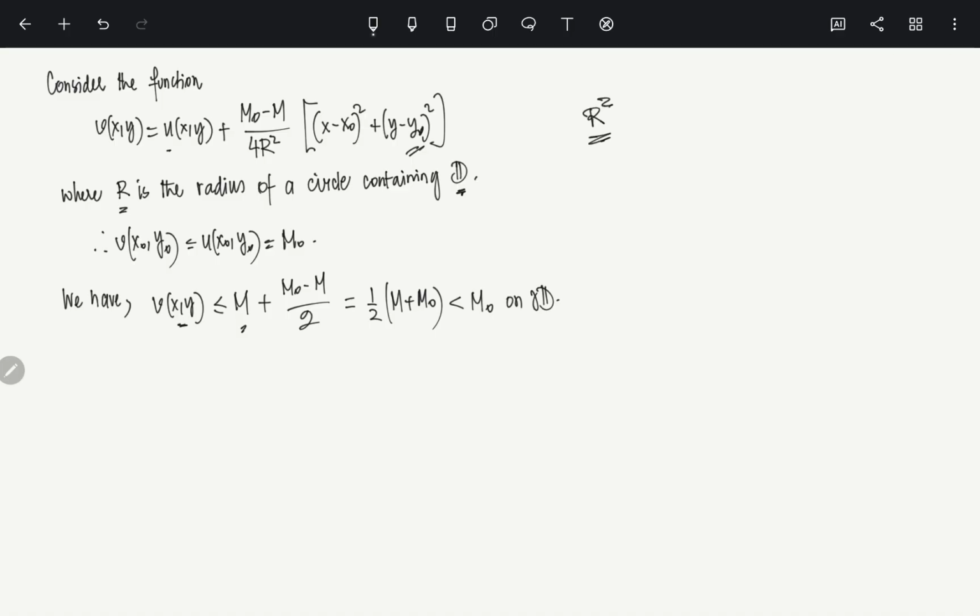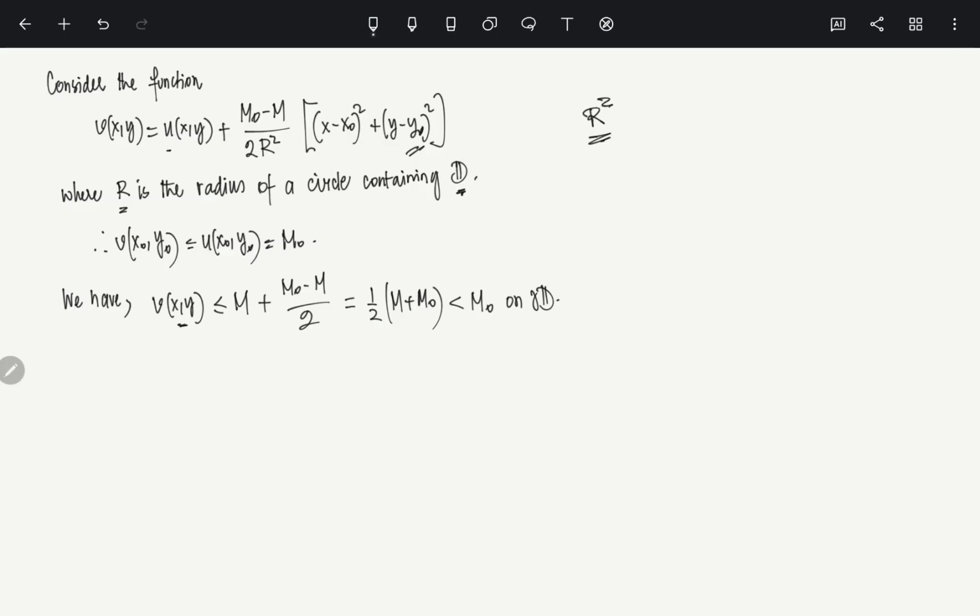So if you calculate that, this is r squared. If you cancel it, it becomes (m naught minus m) by 2, which makes it half of (m plus m naught), which is again dominated by m naught because m naught is greater than m, right? So v of (x, y) is less than m naught on the boundary.